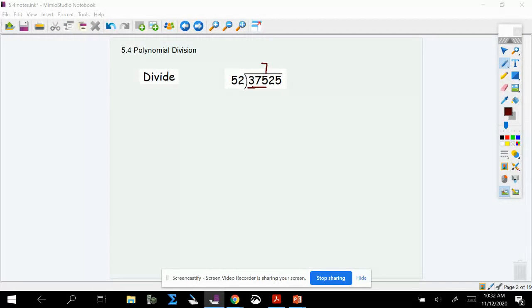The next step was then to take the 7 and multiply it by the 52 that was out front. So you're going to take 7 times 52. Again, if you need a calculator, that's 364. And you wrote it down here. And then you subtracted that value. So you did 375 minus 364, which is 11. You then dropped down the next term. So you dropped the 2 down. And then you repeated the process.